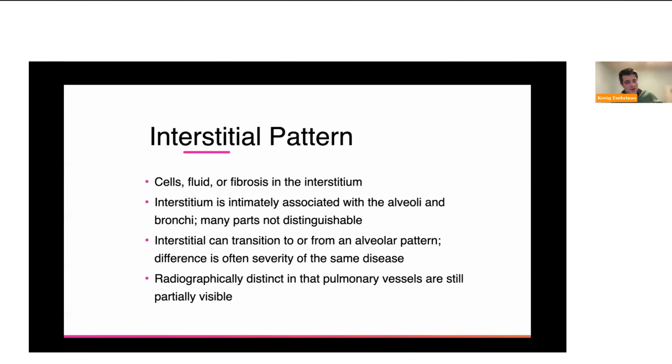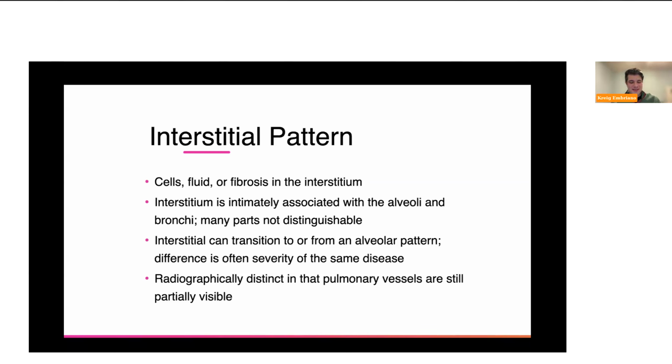Interstitial is a complementary pattern or infiltrate, and it represents cells, fluid, or fibrosis within the interstitium. And the interstitium, like I said, is that lattice network in between the alveoli and the bronchi and the bronchioles that basically gives it form and structure and elasticity. It holds the pulmonary vessels and the lymphatics. Because the anatomy is so intimately associated with each other, it can be very difficult to distinguish an interstitial from an alveolar.